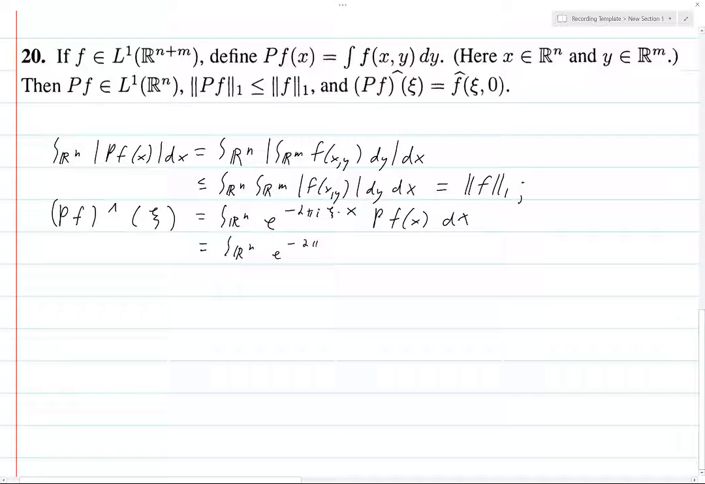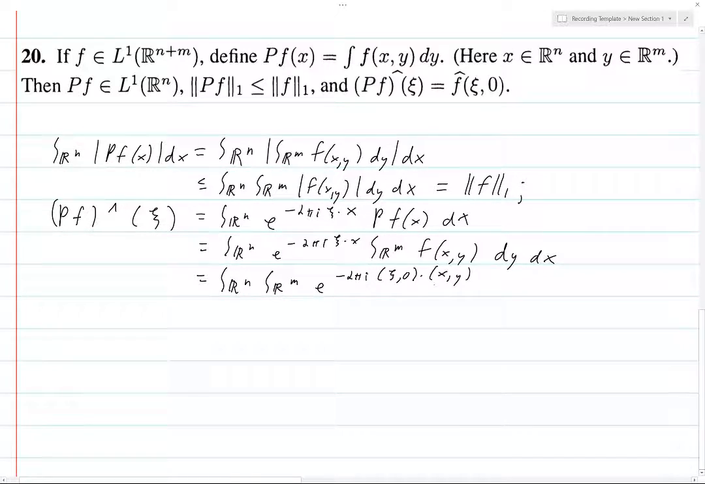The integral over Rn of e to the minus 2 pi i xi x, integral over Rm of f(x,y) dy dx. This is equal to, well, what can we do here? We bring the integral outside, Rn, Rm, then e to the minus 2 pi i. Certainly this is going to be what we get when we do the dot product of (xi, 0) with (x, y), because xi times x plus 0 times y is just xi dot x, so this is just a simple manipulation. f(x,y) dy dx. But then, oh wait a minute, we can use things here.